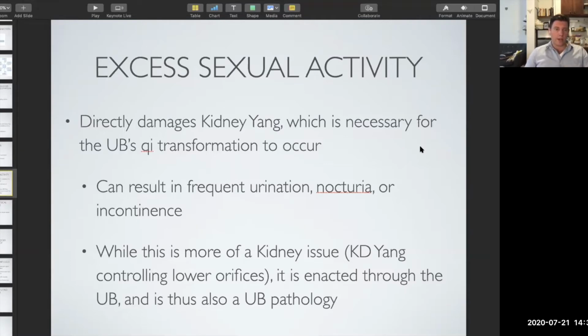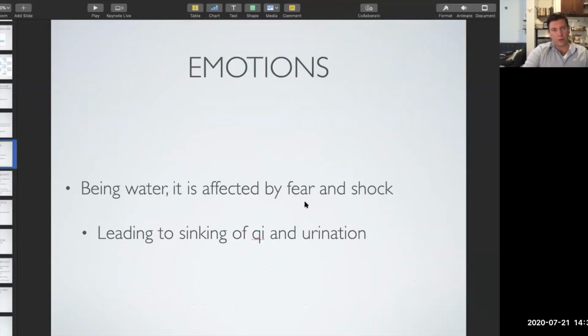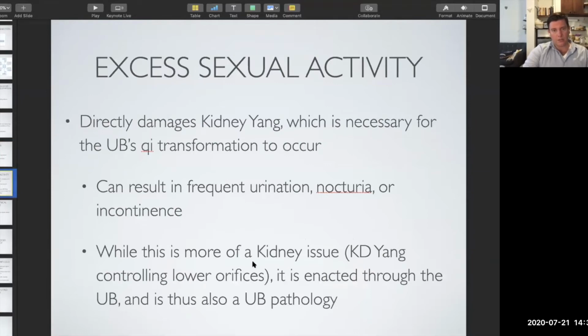So as we're seeing here, with the emotions, fear and shock, we're talking about the kidneys. Sexual activity, we're talking about the kidneys. A lot of the urinary bladder's problems are really kidney problems that happen through the urinary bladder. If a person has had too much sex over the course of their life, and that means too much for them, it could be a completely reasonable amount for someone else, and they've ended up with kidney yang deficiency, and because of that they have frequent urination, we might be treating them almost exclusively through the kidneys.